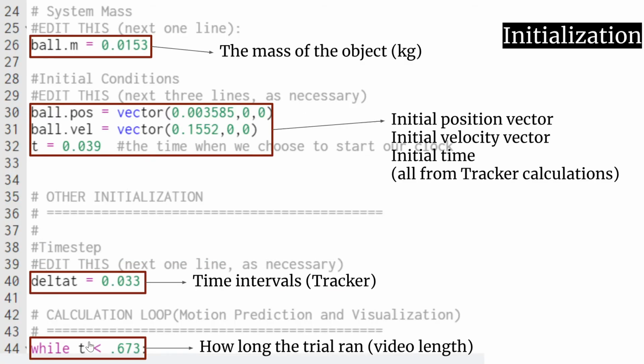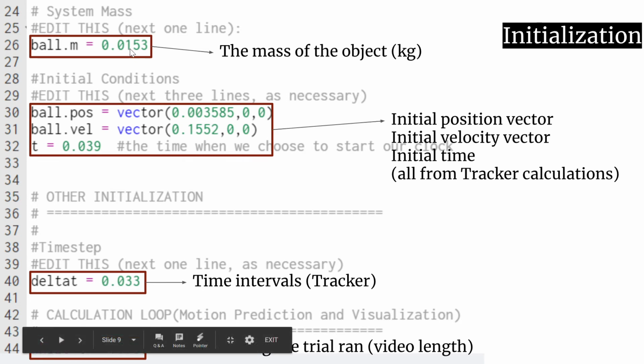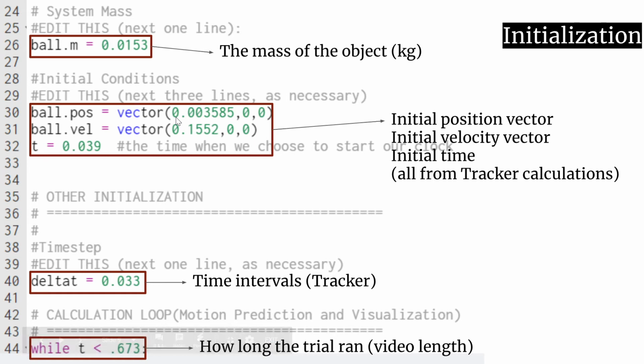In the code, the mass of the object in kilograms was 0.0153. The position vector was changed to 0.003485 meters, which was the initial position of the object on the x-axis of the Tracker. The velocity vector was 0.1552 meters per second, which was calculated from the observational data. The starting time was 0.039 seconds.